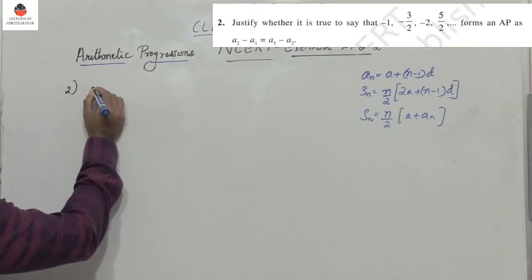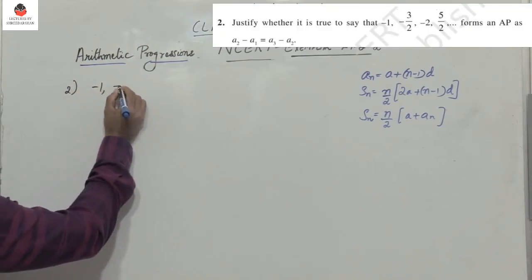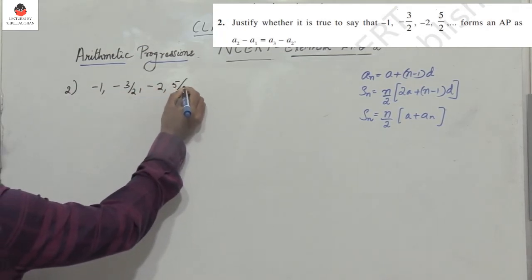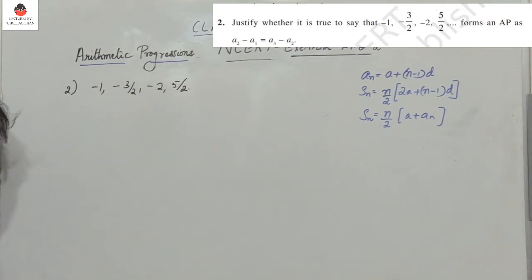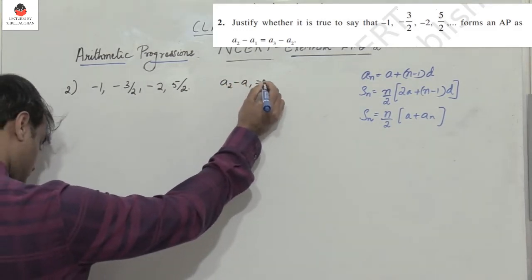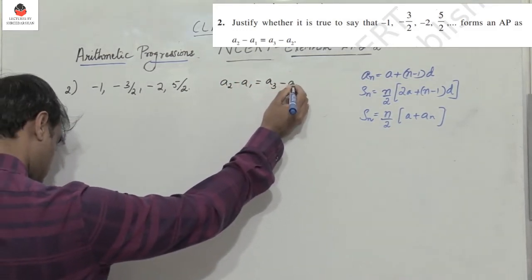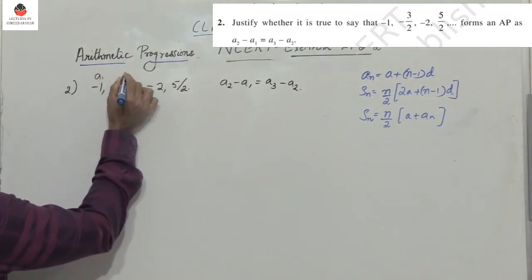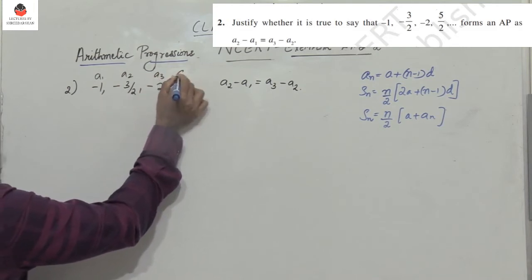Question 2. The sequence is minus 1, minus 3 by 2, minus 2, minus 5 by 2. Justify whether it is true to say that the given sequence forms an AP, as A2 minus A1 equals A3 minus A2. Here the first term is A1, then A2, A3 and A4.